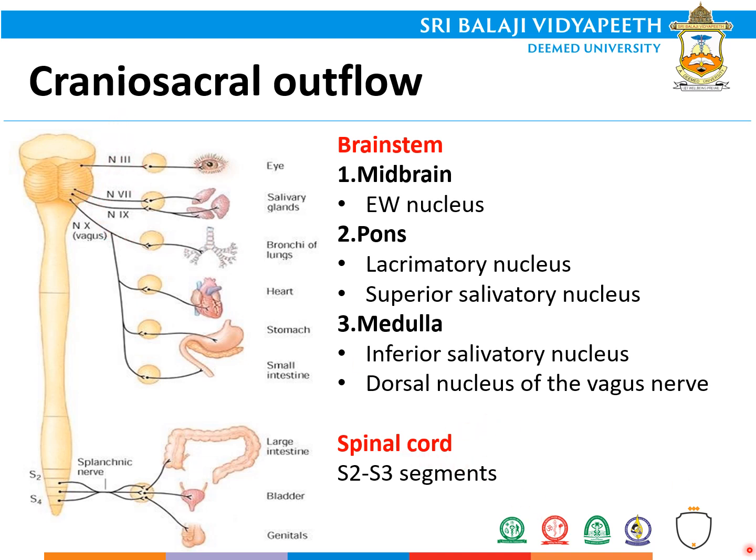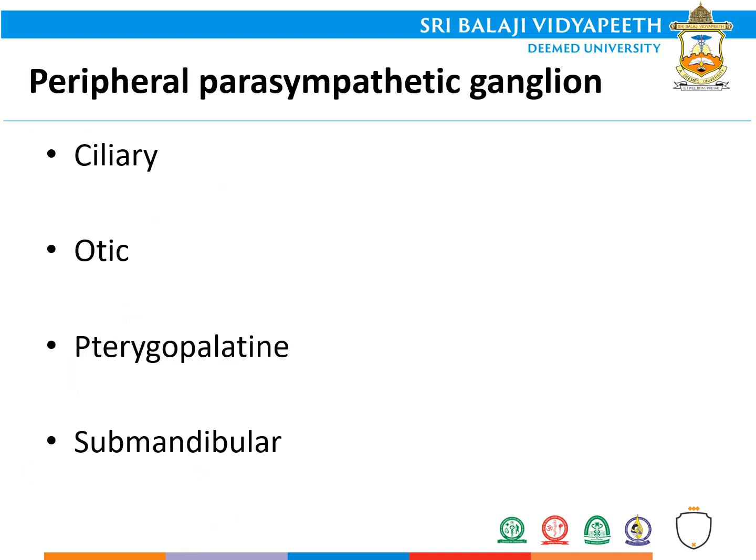And from the spinal cord, you have the S2 to S3 sacral segments. These are the spinal segments from which the sacral components of the parasympathetic nerves emerge. The peripheral parasympathetic ganglia include the ciliary, otic, pterygopalatine, and submandibular ganglia. These are the four peripheral parasympathetic ganglia present in the head and neck.